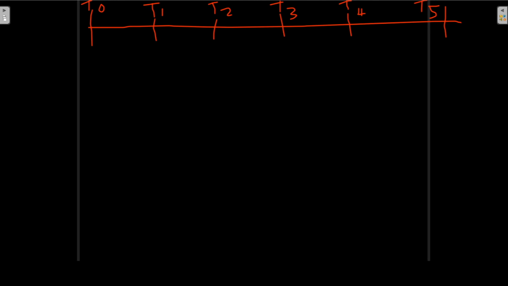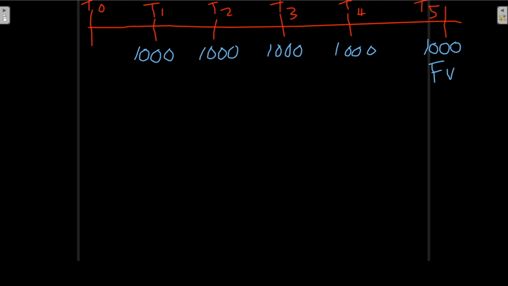Okay, and we make our first payment at time t1. And then we repeat that 5 times. And the last payment is at time t5. And we also want to find the future value at time t5. So to find the future value, we will move these payments forward. We will move them to time t5.